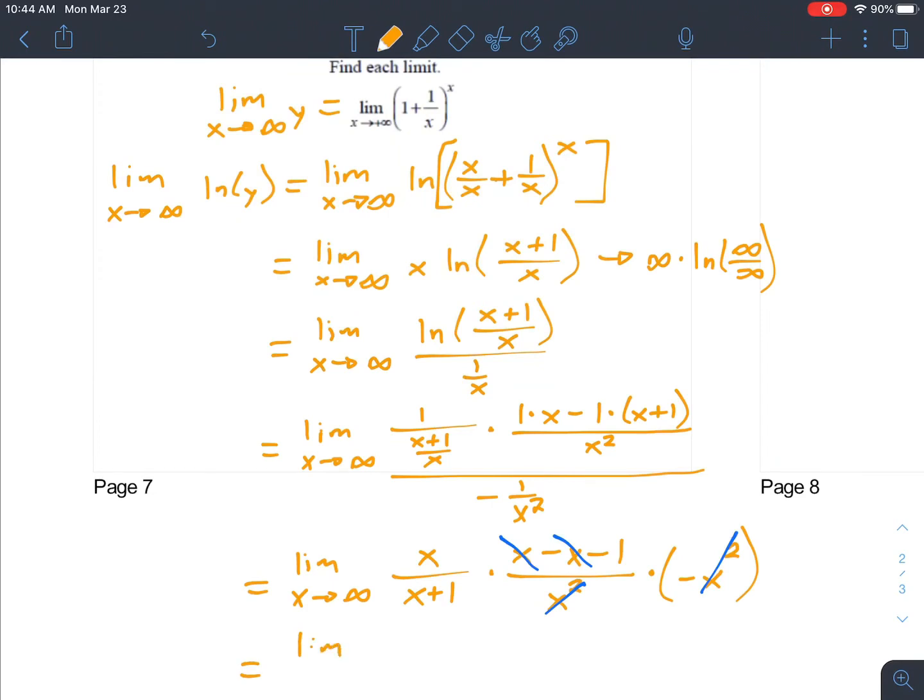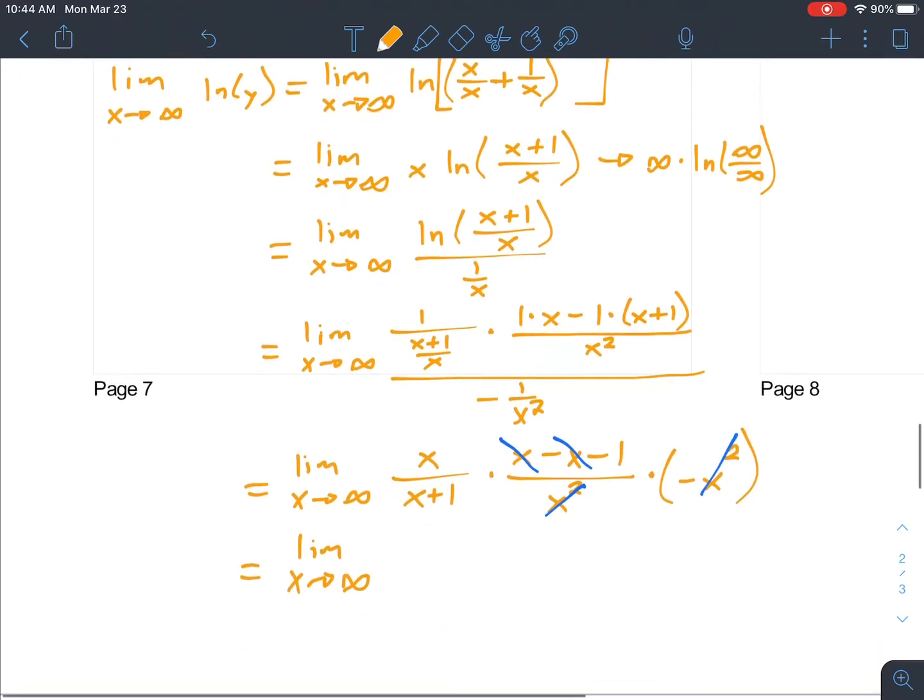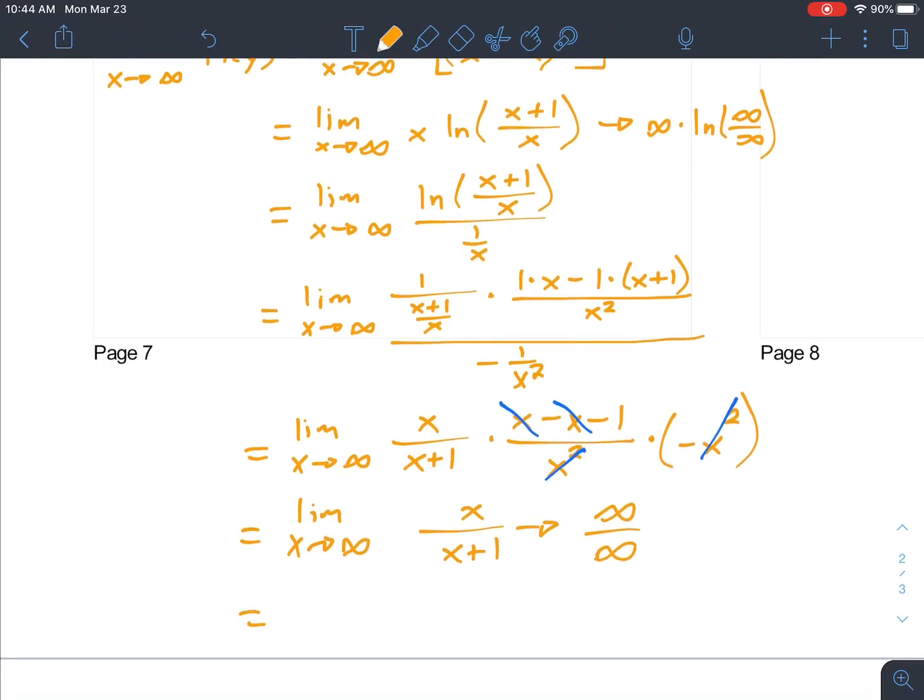We're going to have the limit as x goes to infinity of, let's see what else we've got. We have to take this negative, and we actually had a negative there as well. Those cancel. So we're just going to be left with positive x on top, and on the bottom is just x plus 1. If we were to evaluate this, we still get infinity over infinity. So we have to do L'Hopital's one more time. Up on the top, we're going to get 1. Down the bottom, we're going to also get 1. And therefore, we know that this limit is equal to 1.